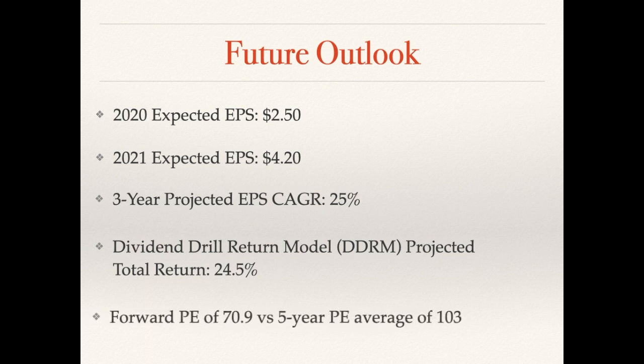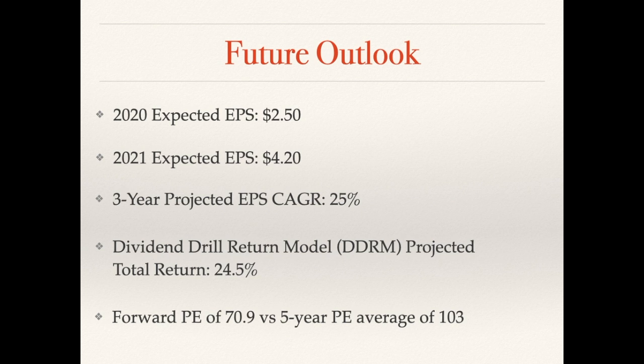And if we look at the PE, companies like this, you don't necessarily look at PEs because they're so inflated. You would look at price to sales and price to EBITDA and things like that. But I'm just throwing this out here. Currently, the forward PE is 70.9 versus the 5-year PE average of 103. So that is some undervaluation. But again, it is a high PE. But you don't look for PE with companies that have a high growth rate.